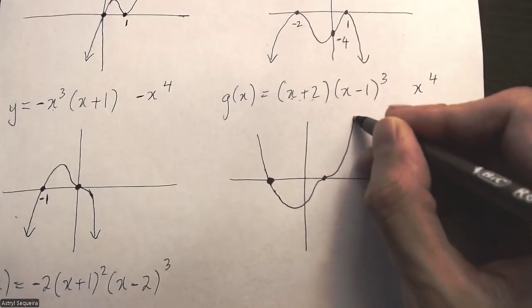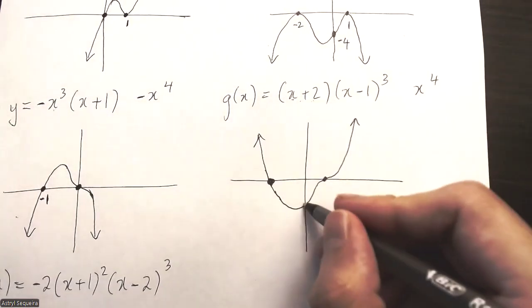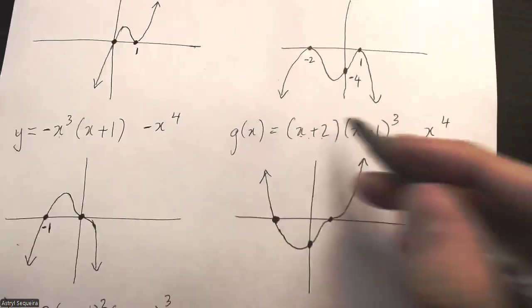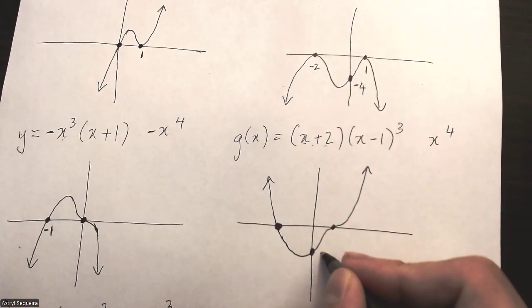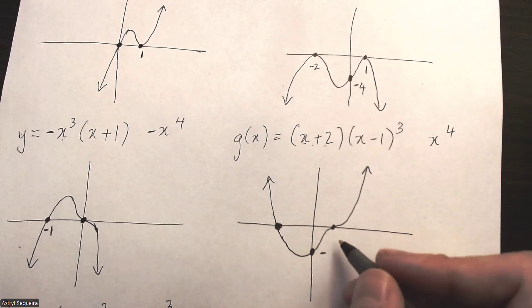The graph is going to look like that, and then I can find the y-intercept by subbing in x as 0, and I get this to be just negative 2.